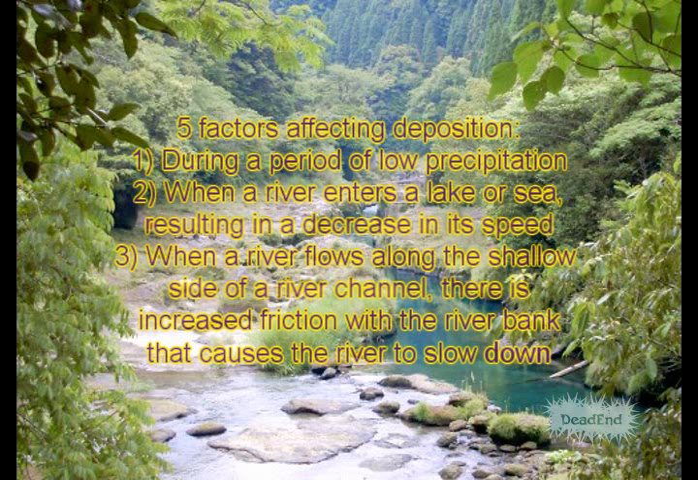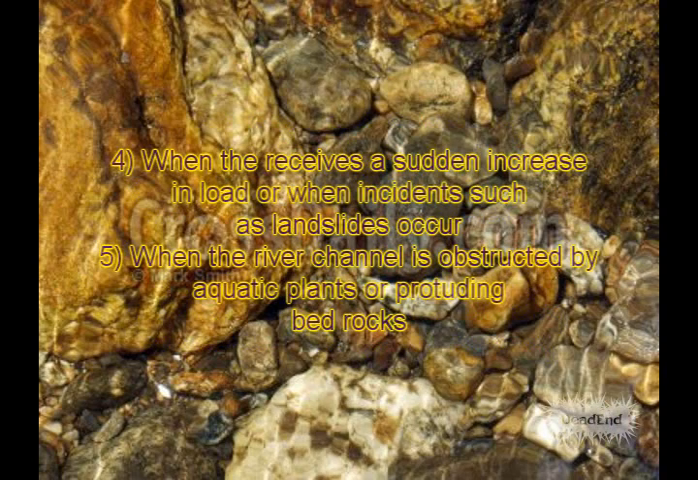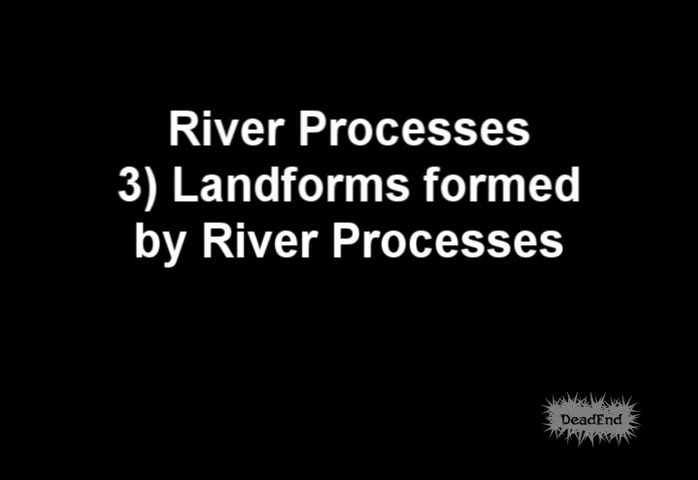Number 1. During a period of lower precipitation. Number 2. When the river enters a lake or sea, resulting in a decrease in its speed. Number 3. When the river flows along the shallower side of a river channel, there is increased friction with the riverbank that causes the river to slow down. Number 4. When the river receives a sudden increase in load, or when incidents such as landslides occur. Number 5. When the river channel is obstructed by aquatic plants or protruding bedrock.